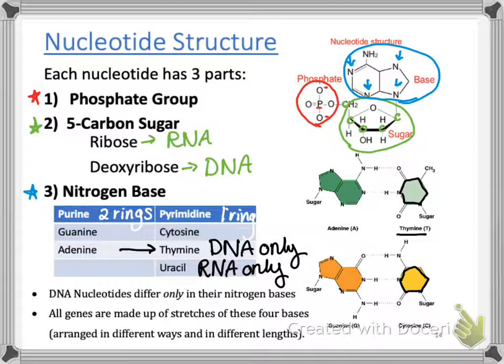Now, DNA nucleotides have the same basic structure. They all contain a phosphate group and a 5-carbon sugar. They only differ in their nitrogen bases. So you can have adenine containing nucleotides, thymine containing nucleotides, guanine containing nucleotides, and so on. All genes are made up of stretches of these 4 bases, arranged in different ways and in different lengths. So the order of A, T, C, and G in DNA, that is what determines the genetic code.